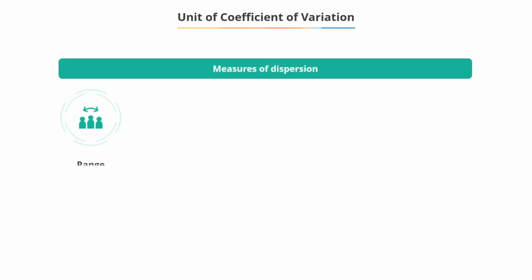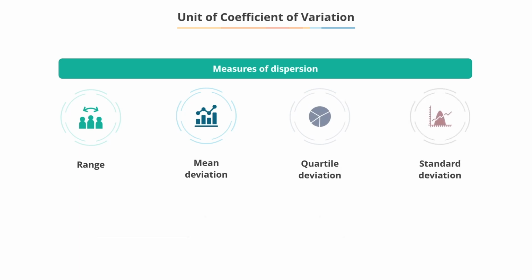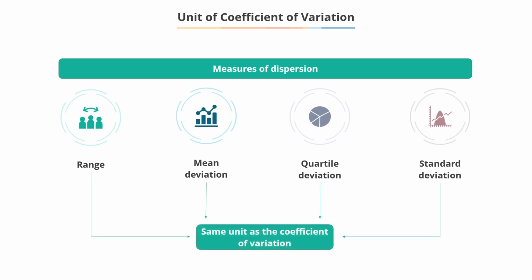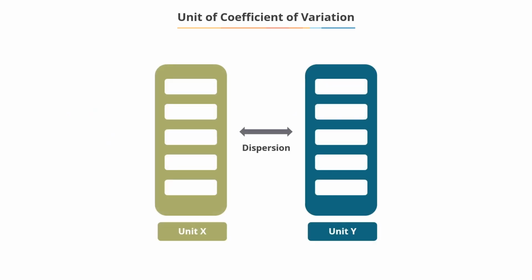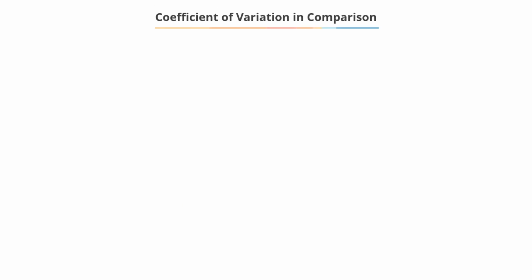So far, we have looked at measures of dispersion such as range, mean deviation, quartile deviation, and standard deviation that have the same unit as the data. But there could be times when you must compare the dispersion of two data sets whose units differ. Let's look at an example to see how the coefficient of variation helps in comparison.